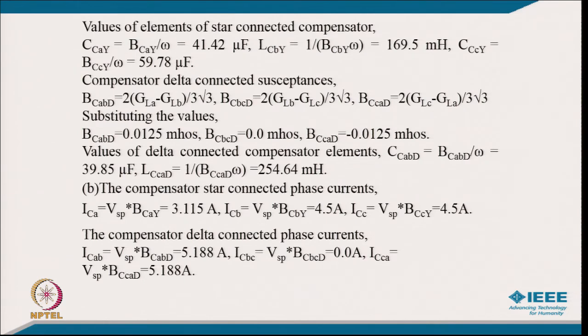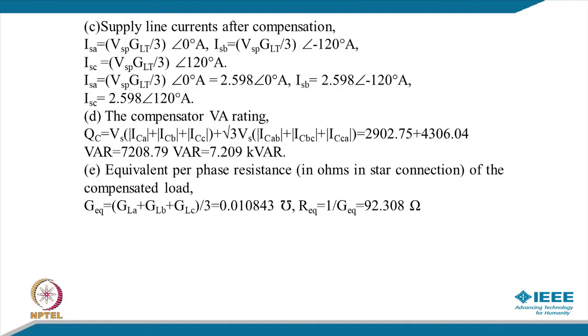So, for the star connected capacitor, phase current, by putting the value of the susceptances and voltage, we get the three phase current 3.15 ampere. Then for B phase it comes 4.5, for C phase it comes 4.5, and for delta we get 0, then 5.18 and 5.18 ampere. Then we can get all three phase supply current, which is a balanced current, putting all these values. So, we get the balanced current 2.598 at the angle of 0, then minus 12 degree, and for C phase plus 12 degree.